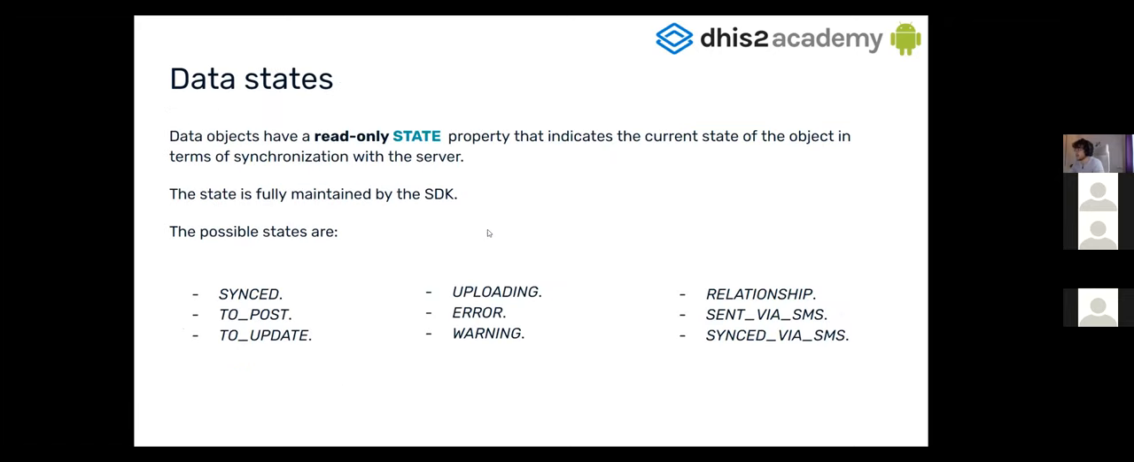Okay, and now data states. The states of the data could be different. These data objects have a read-only state, and this indicates the current state of the object in terms of synchronization with the server. This state is fully maintained by the SDK, so you don't have to do anything. You just have to read the states, and you can use them to show them to the users. So we're going to talk about them.